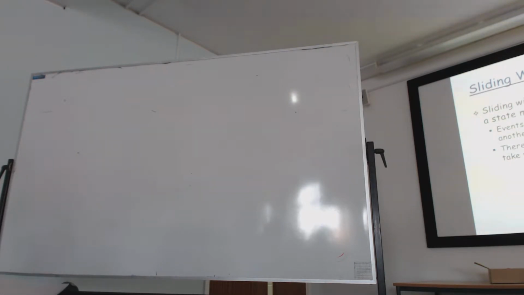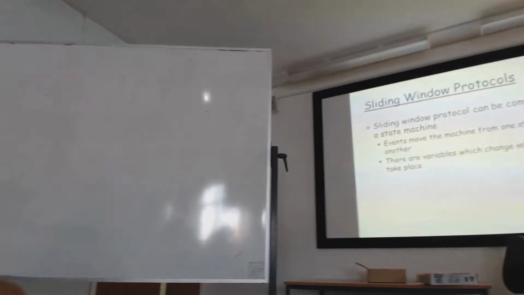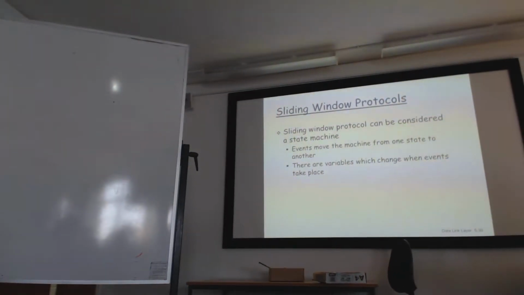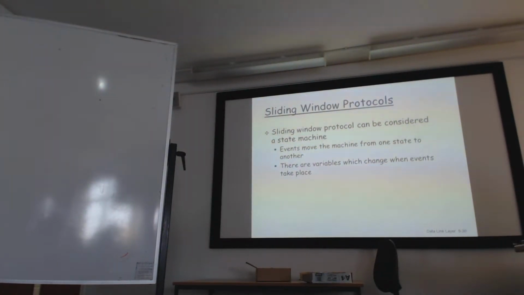A sliding window protocol can be considered as a state machine, i.e., you have variables on both sides. You have a variable of the sender, a variable of the receiver, and a variable of acknowledgements. That's basically the main things that I'm going to track. That's it. And they are bounded by the messages that are sent from the sender to the receiver.